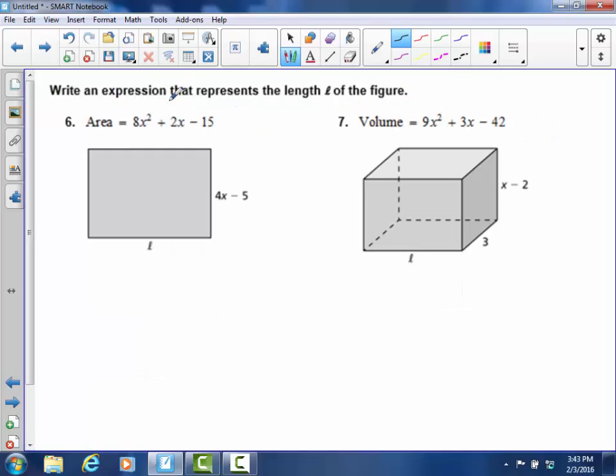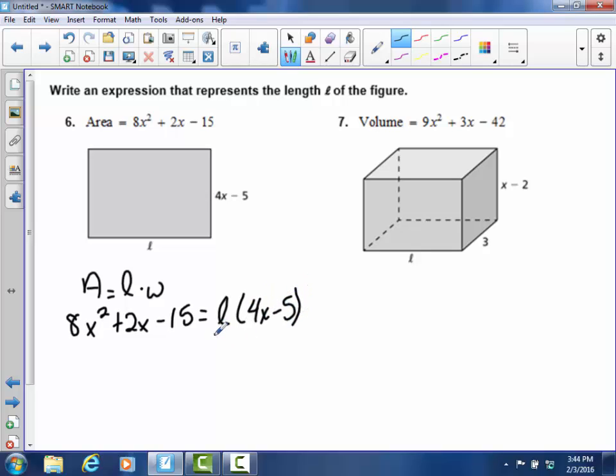Now, it says, write an expression that represents the length L of the figure. Okay. So it says the area of this shape is 8x squared plus 2x minus 15, and the side is 4x minus 5. Now I know the area of a rectangle is length times width. So I know that 8x squared plus 2x minus 15 equals L times 4x minus 5. Okay, so I want to get L by itself. I want to isolate that L, so I'm going to need to remove this 4x minus 5. It's being multiplied, so to remove it, I'll need to divide by it.